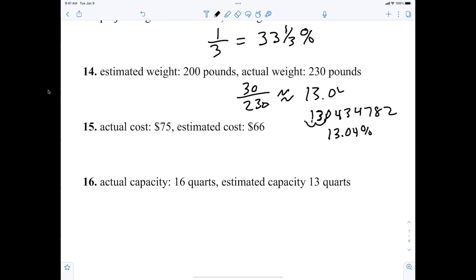So you just put the actual cost on the bottom? Every time, actual. Actual is the important part. Why did you put the approximately equal sign? Because I know it's not exact. That's right.